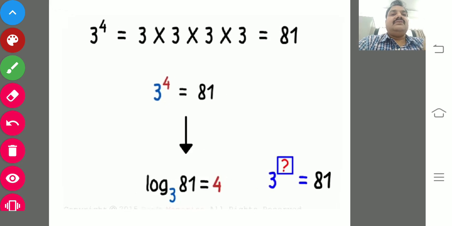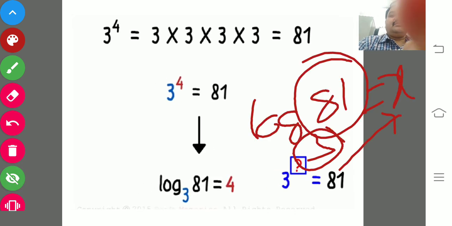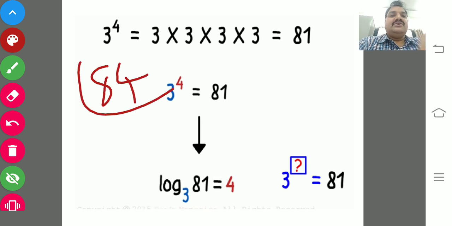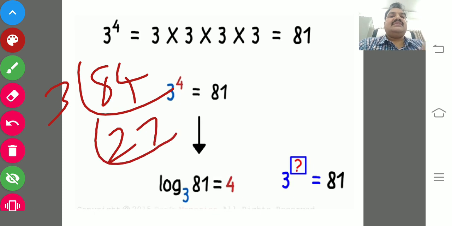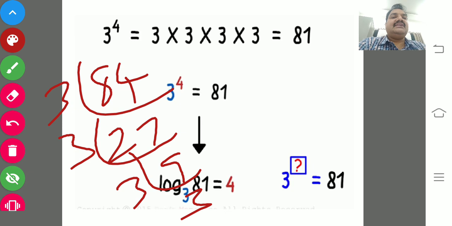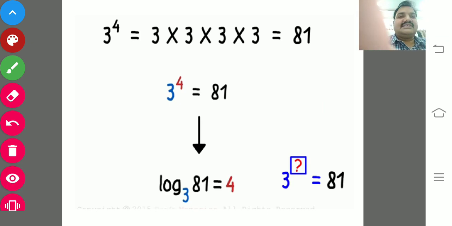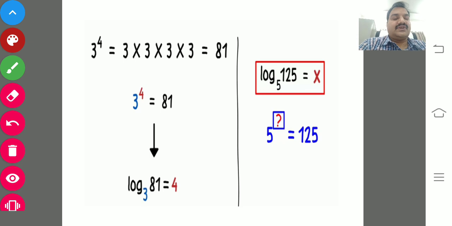So 81, when you convert it into prime factors, 3 3s are 9, 3 9s are 27, 3 27s are 81. Automatically 3 power 4 equals 81 you get. So you will get the answer. So first of all you should understand the thing. Here is one more question you could easily understand now.